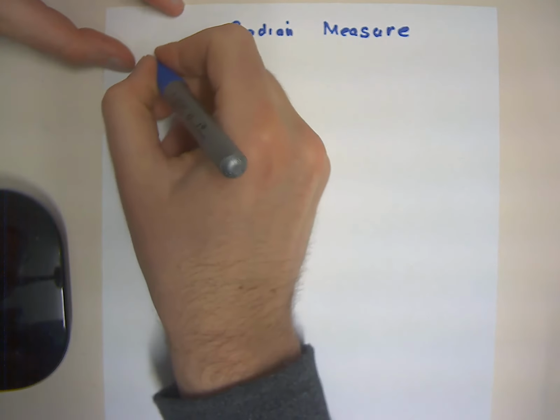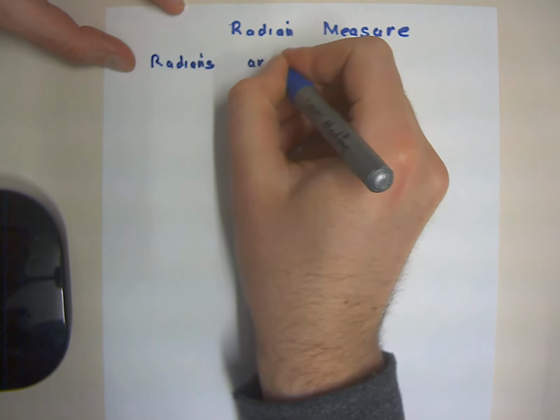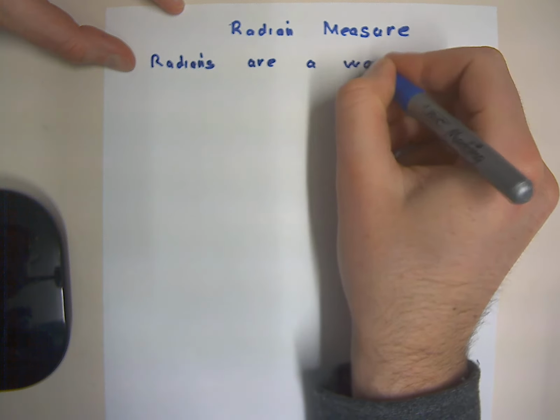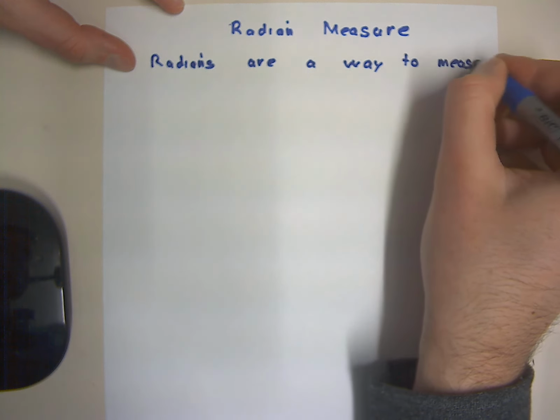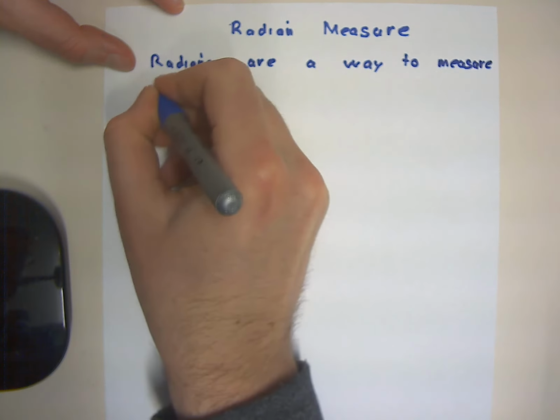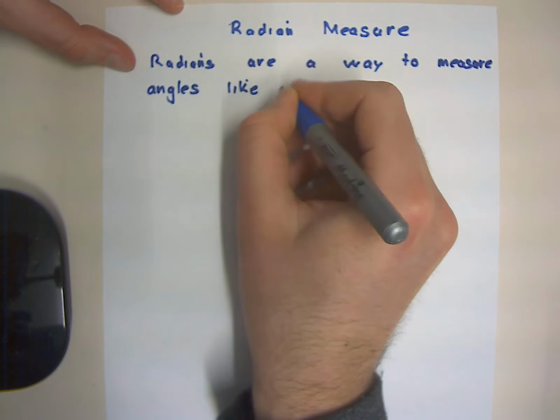So radians are a way to measure angles just like degrees.